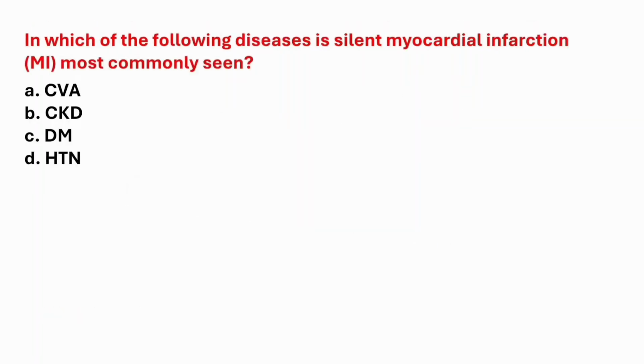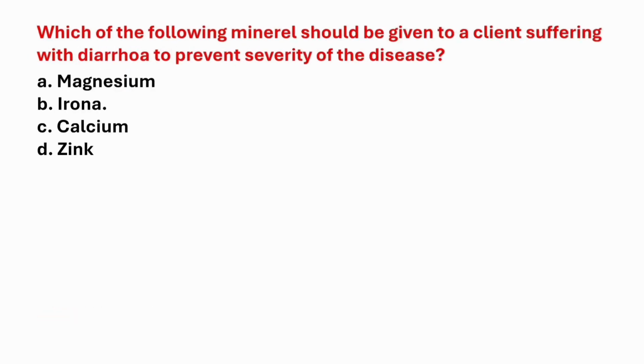Dorsal position. In which of the following diseases is silent myocardial infarction most commonly seen? A. CVA. B. CKD. C. DM. D. HTN. The correct answer is C. DM. Which of the following minerals should be given to a client suffering with diarrhea to prevent severity of disease? A. Magnesium. B. Iron. C. Calcium. D. Zinc. The correct answer is D.